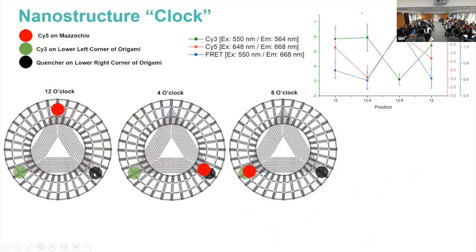A quencher in the other one. The black one is the quencher, green is Psi3, red is Psi5. Okay. So in this position at 12 o'clock, you should get fluorescence from both the Psi3 and the Psi5. They're not quenched, and that's indeed what you see when you're measuring the fluorescence.